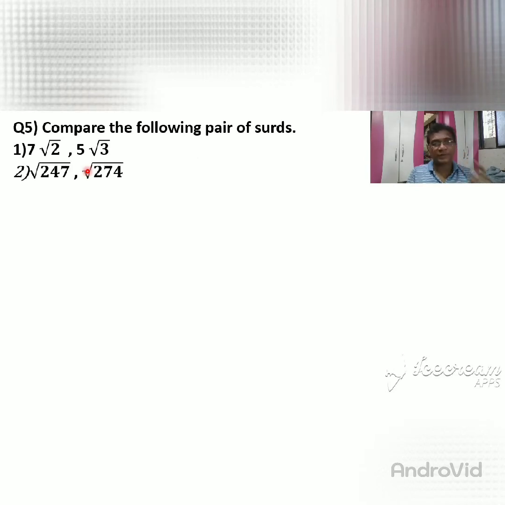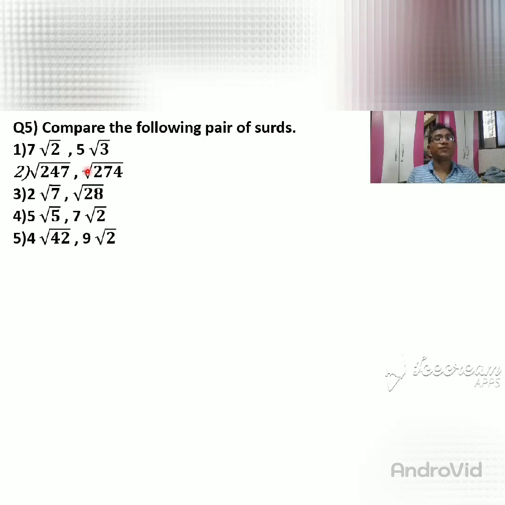Second, 2 root 47, 2 root 74. Third, 2 root 7 root 28. Fourth, 5 root 5, 7 root 2. Fifth, 4 root 42, 9 root 42. 9 root 2, 5 root 3 9. 7, comma, 2 root 5.